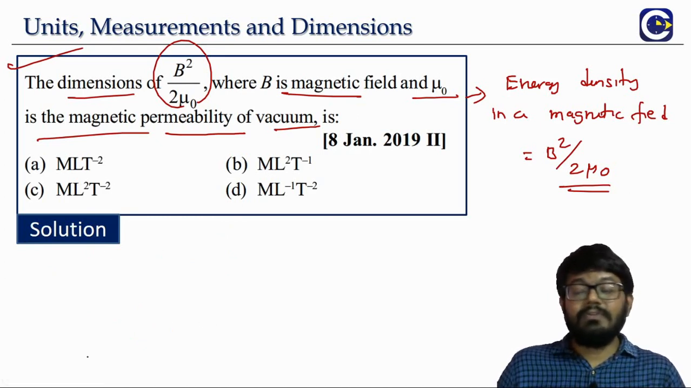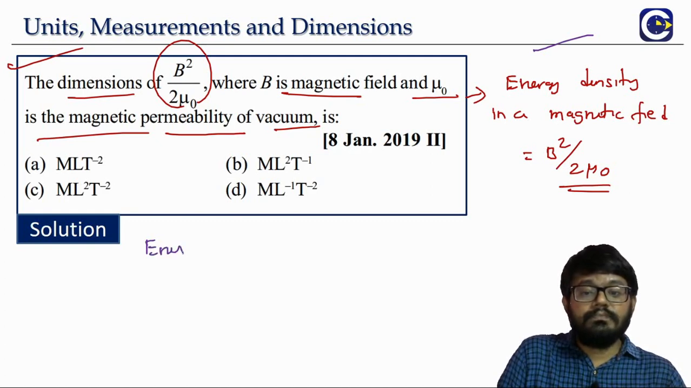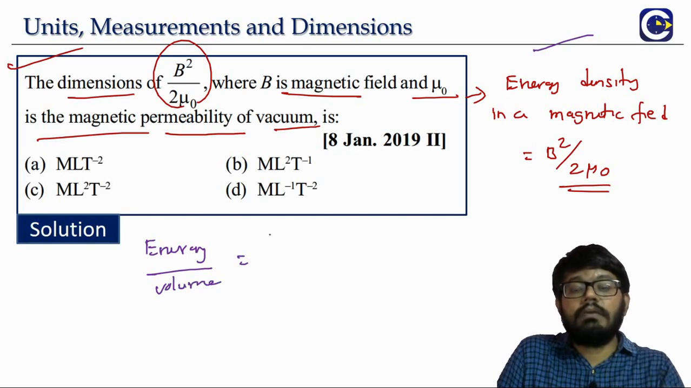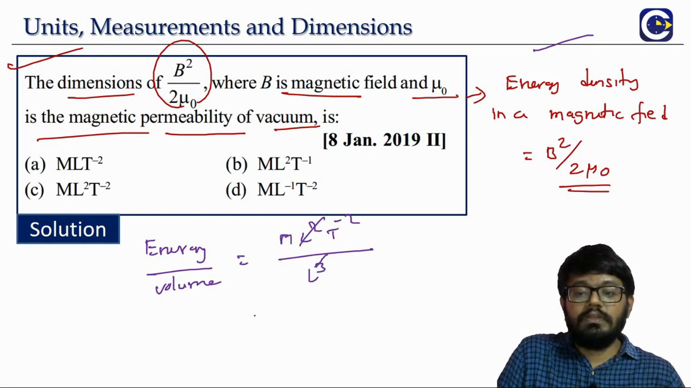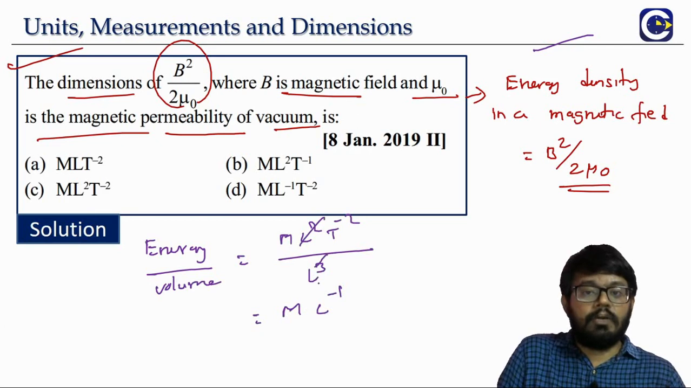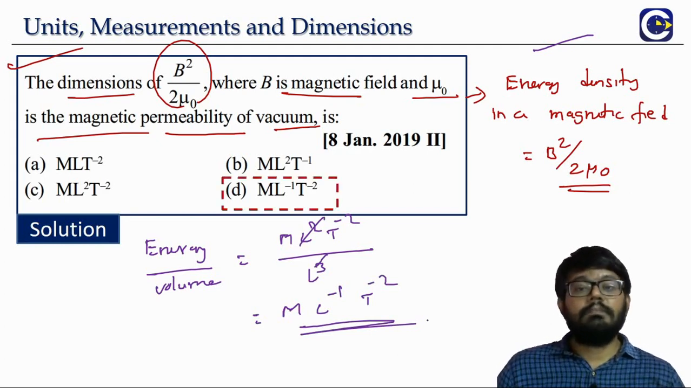Okay. Now you see how simple it becomes. What is the B square by 2 mu naught? It is the energy density, right? Energy density means what? Energy by volume. Normally, what do you mean by mass density? Mass by volume, right? Energy density means energy by volume. So energy is M L square T power minus 2. Volume is L cube. So M L power minus 1, because L will be there in the denominator. We take it up, it will become minus 1. Check it. What is it? M L power minus 1 T power minus 2.